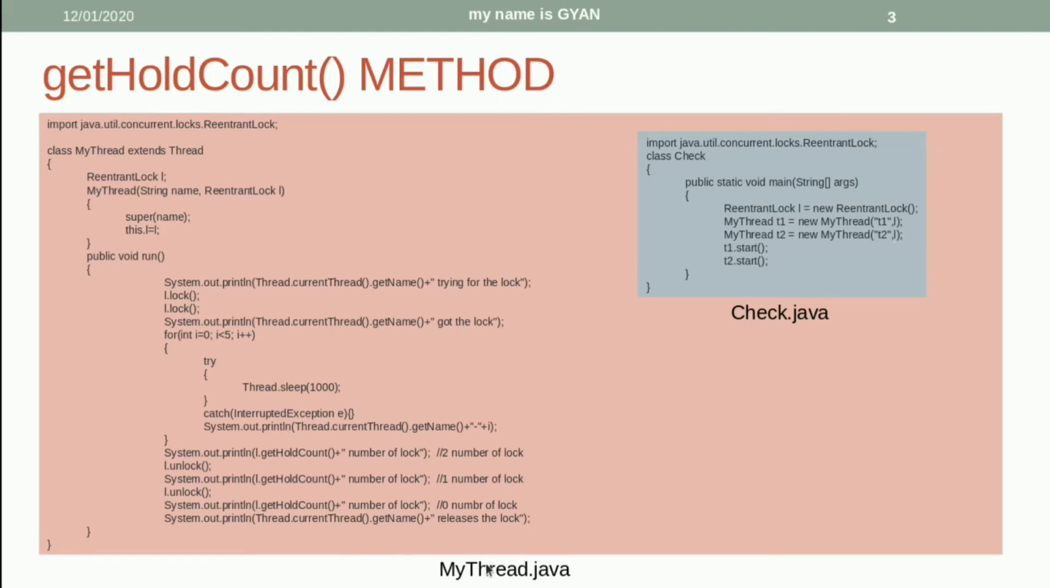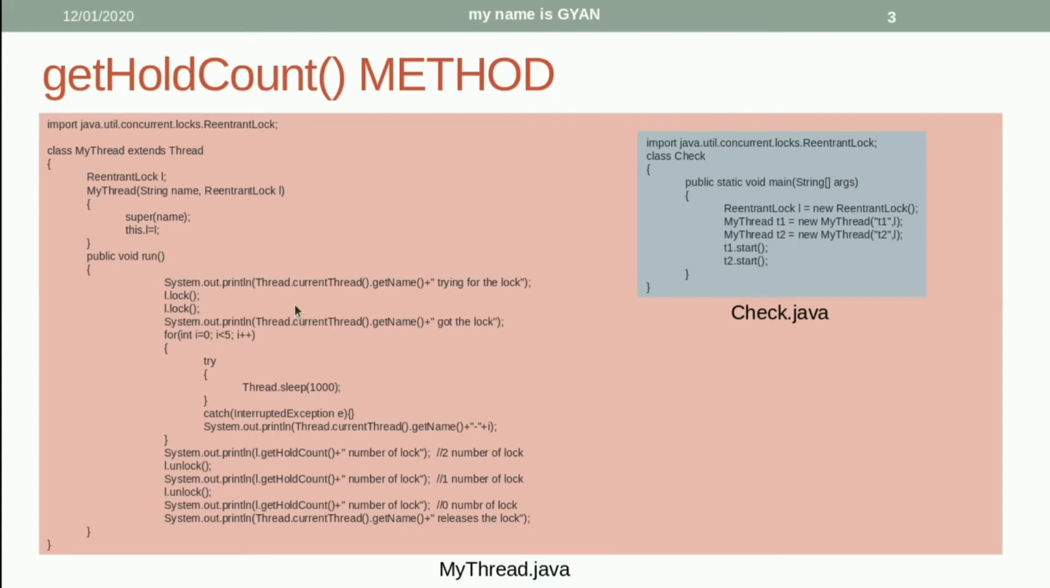Then we have another Java file, mythread.java. In mythread.java, we have the class myThread, which extends the class Thread. In the class myThread, we have an instance variable of type ReentrantLock. And in the parameterized constructor of the class myThread, we are initializing the value of the instance variable by the value passed by the method main of the class check. So all the threads which are created by using the class myThread will use the same ReentrantLock object.